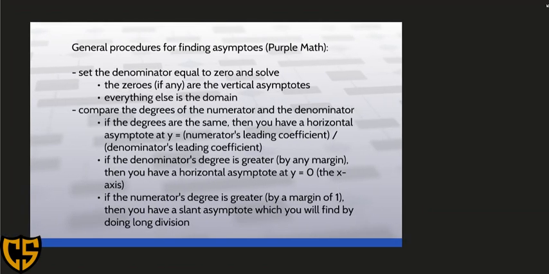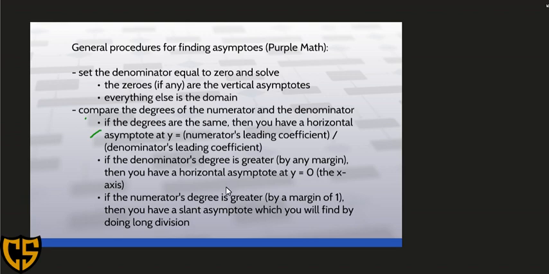Okay, so there is also a procedure for finding asymptotes, but we are not going to deal with this in detail. Set the denominator equal to 0 and solve. The zeros are the vertical asymptotes. Everything else is the domain. Then compare the degrees of your numerator and denominator. Take note of these rules in order to find your asymptote. If the degrees of your numerator and denominator are the same, then you have a horizontal asymptote at y equals the numerator's leading coefficient divided by the denominator's leading coefficient.